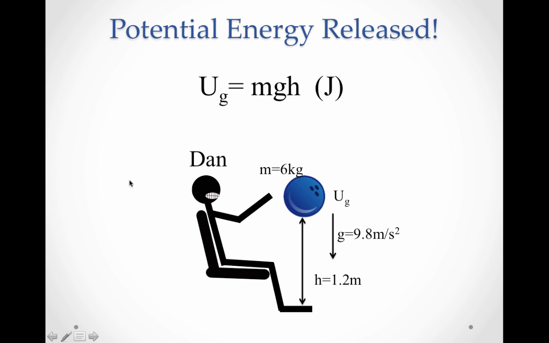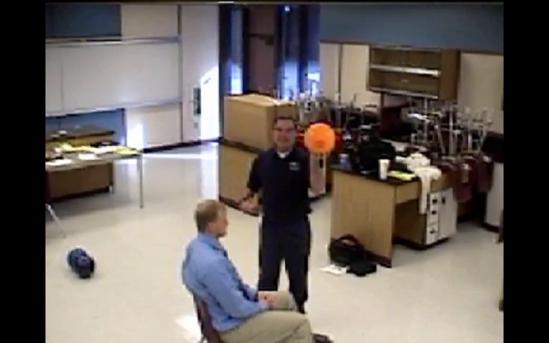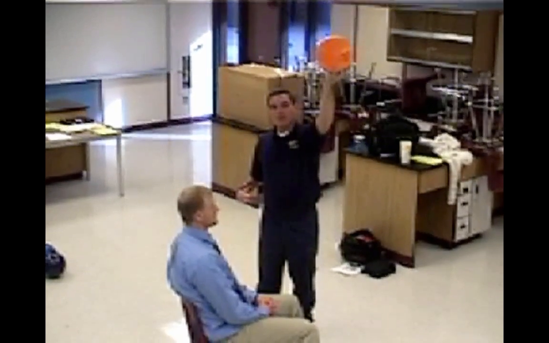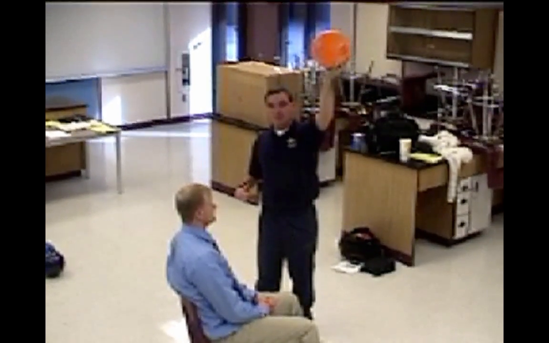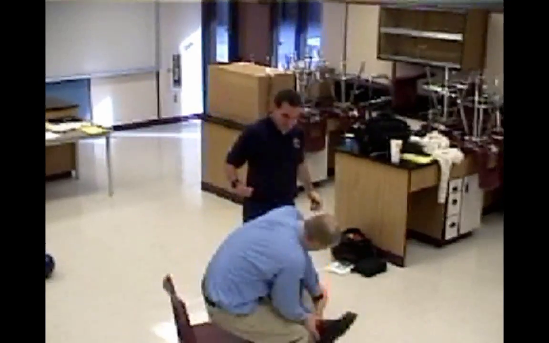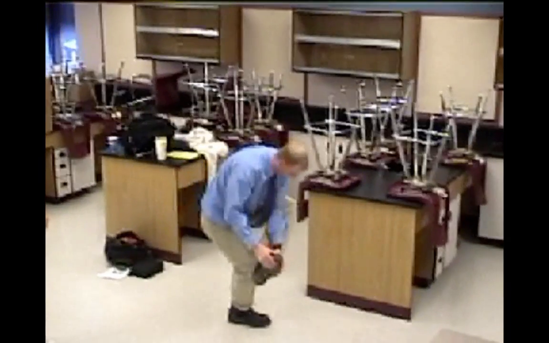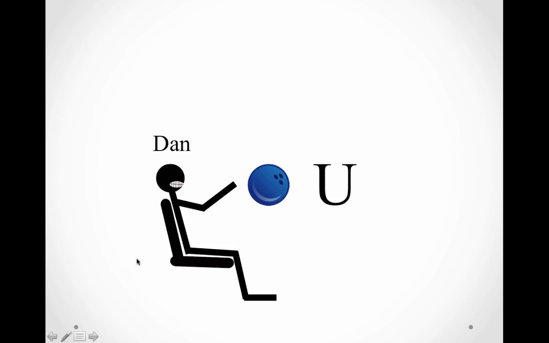So maybe we can take a realistic look at the release of this potential energy. Dan really shouldn't be concerned about the bowling ball's potential energy. He should be concerned about what happens when I release that potential energy. So, starting back at the beginning here, before I released the bowling ball, Dan was concerned because intuitively he knew the bowling ball had a lot of potential energy.